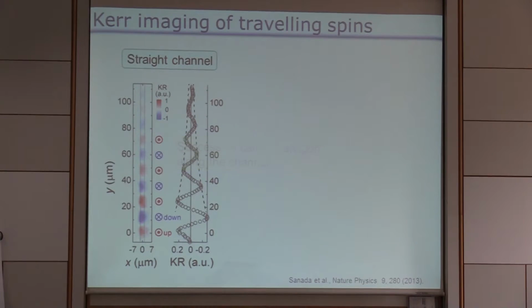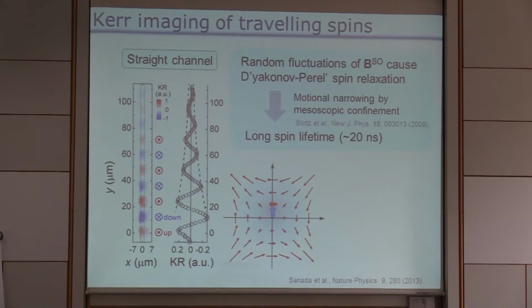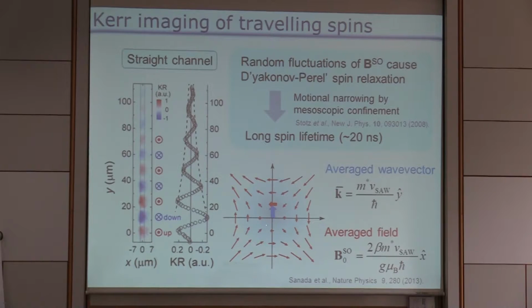And for the winding channel, random fluctuation of the oscillating magnetic field is known to cause spin relaxation. But the motional narrowing by the mesoscopic confinement due to the surface acoustic wave elongates the spin lifetime. As a result, electrons feel the effective magnetic field determined by the acoustic velocity. So the average field can be expected to be proportional to the sound velocity.